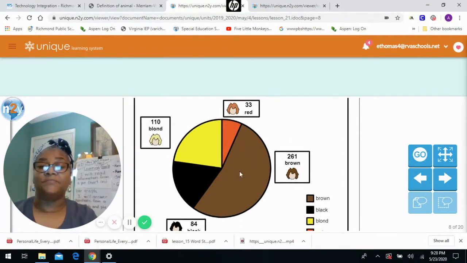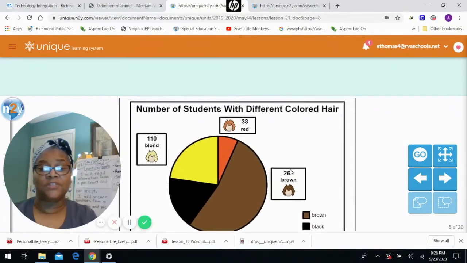So just look at it. Just looking at this, we know that there are a lot of what? People with brown hair. All righty. And there are not that many people with red hair as brown hair. All righty, so let's just look at that.